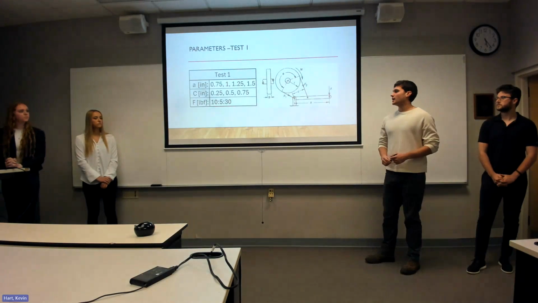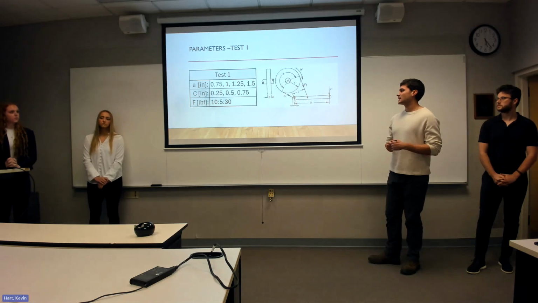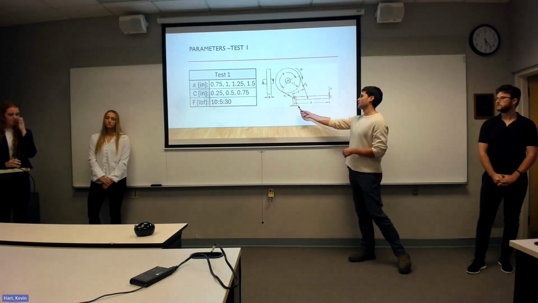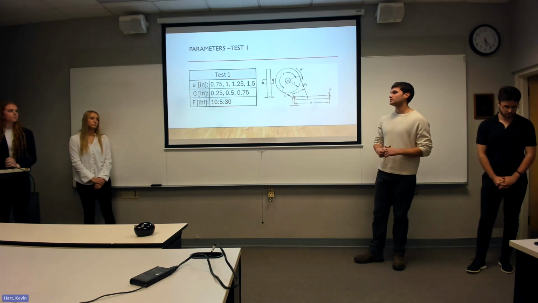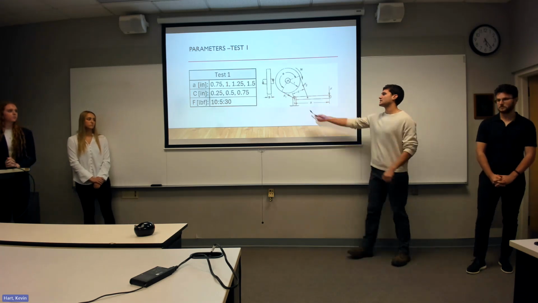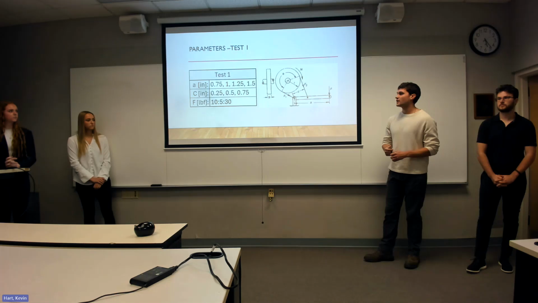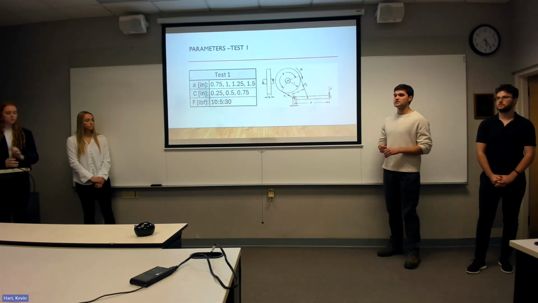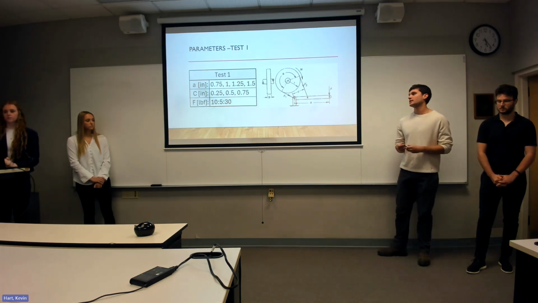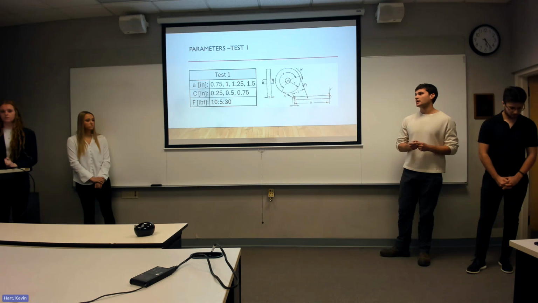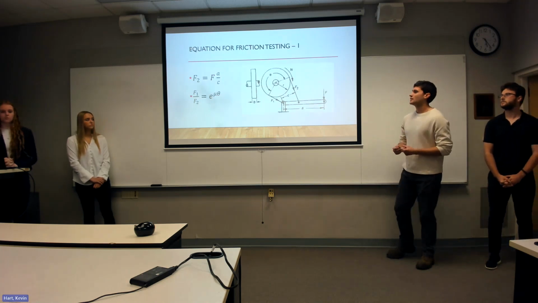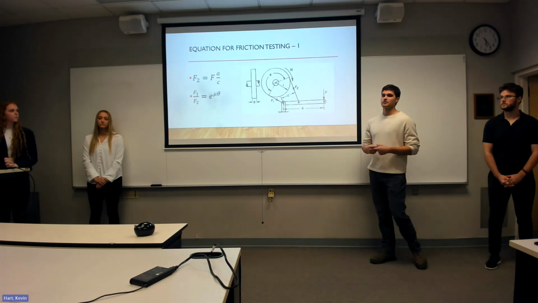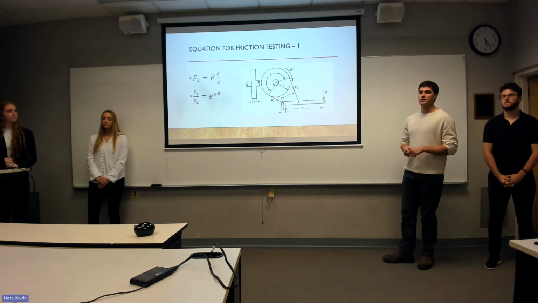So to stay in our control volume, we decided these dimensions. For this dimension A, we're going to do 0.75, 1, 1.25, and 1.5 inches. For C here, we decided 0.25, 0.5, and 0.75 inches. And then for the forces we're going to apply, it's gonna be 10 pounds to 30 pounds, in intervals of 5 pounds. And then these are the equations that we can use to validate what we're seeing and what we're measuring.